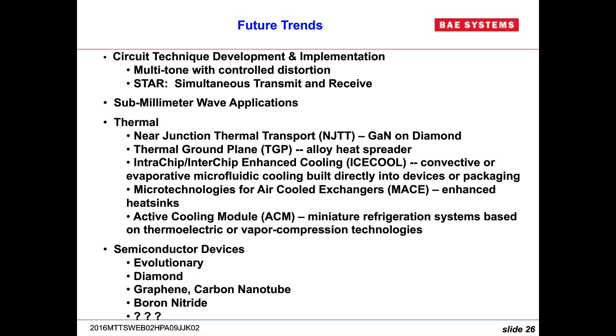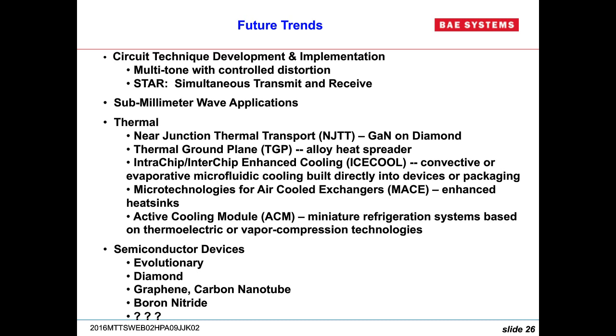Submillimeter wave applications will show up. Submillimeter wave, we have the technology now, but the applications have been slow to develop. Those will start to emerge in imaging and medical and space research. Thermal. DARPA has realized that the GaN and even our digital electronics are thermally limited. So they have started a program that addresses thermal limitations. Some of the programs are shown here. NJTT, which is basically GaN on diamond. Tremendous power density improvements have been demonstrated on that program.